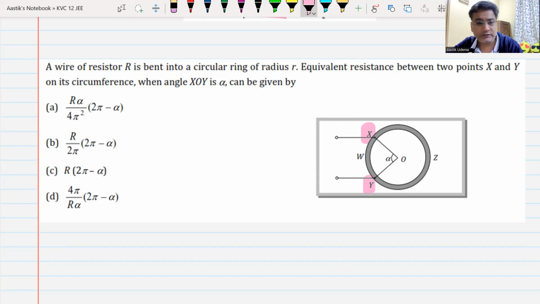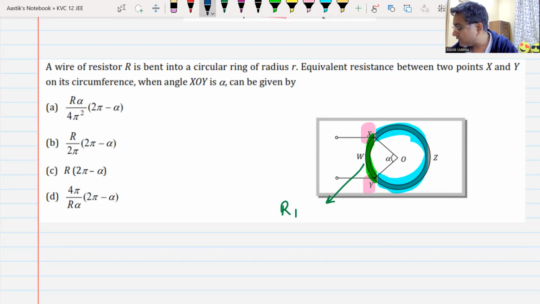Can you tell me which are the 2? W and Z. Okay. So if I call this the green one, and I call the other the blue one, the green and the blue resistors are there. Yes or no? Let me call this resistor R1, and let me call this resistor R2.